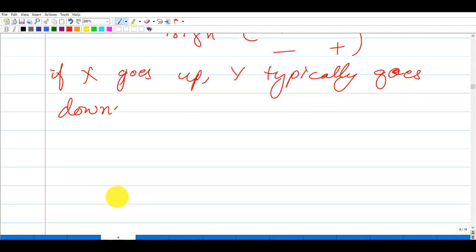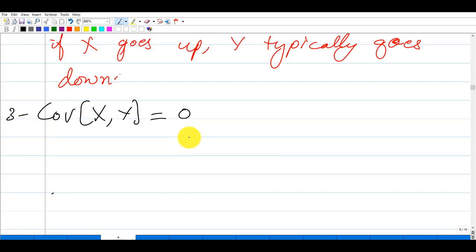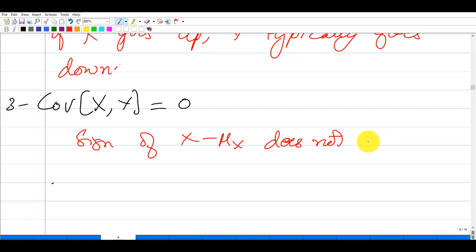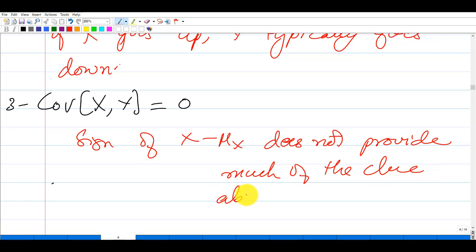So finally, the third case is that if covariance of xy is approximately or is equal to 0, so what it means is that the sign of x minus mu x does not provide much of a clue about the sign of y minus mu y.